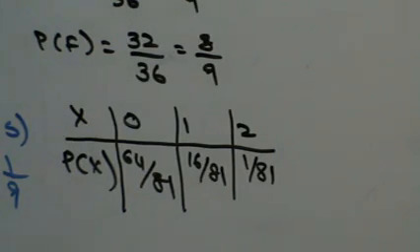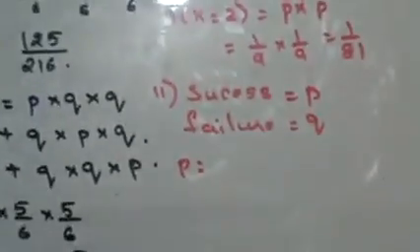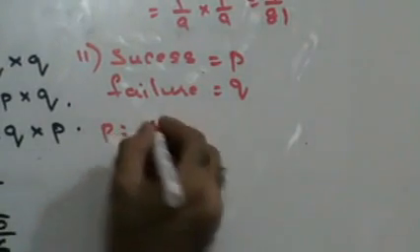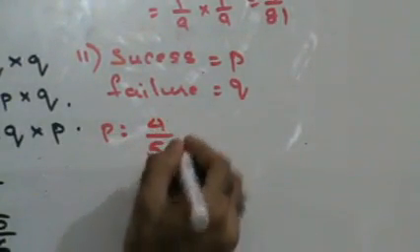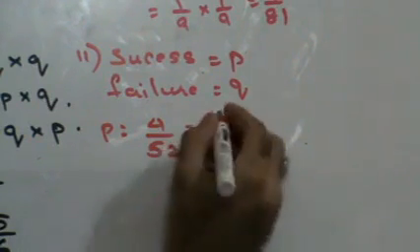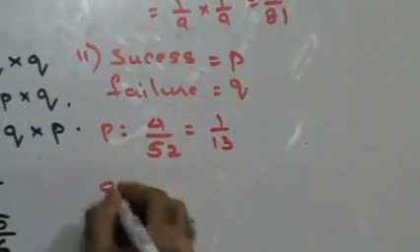Success P. Failure Q. I want success. When I draw a card, how many kings are there in a pack? There are 4 kings in a pack. There are total 52 cards in a pack. Right? So the probability of getting a king is 1 by 13.